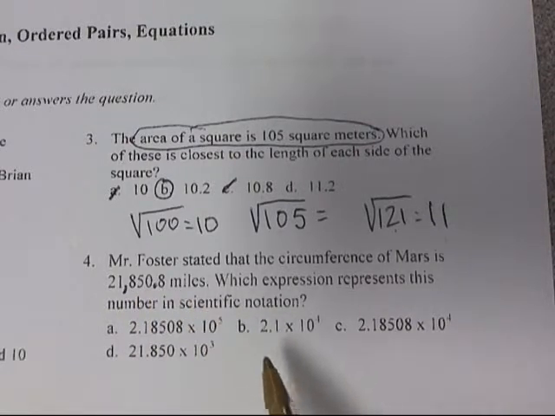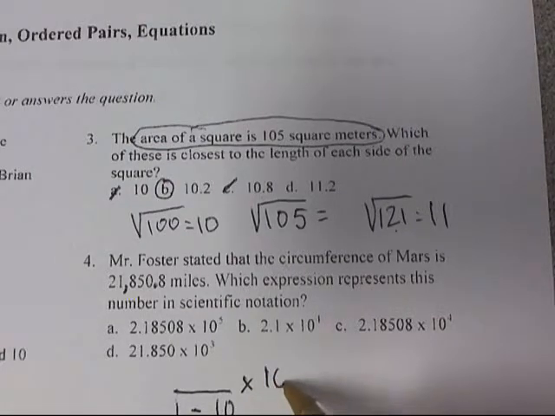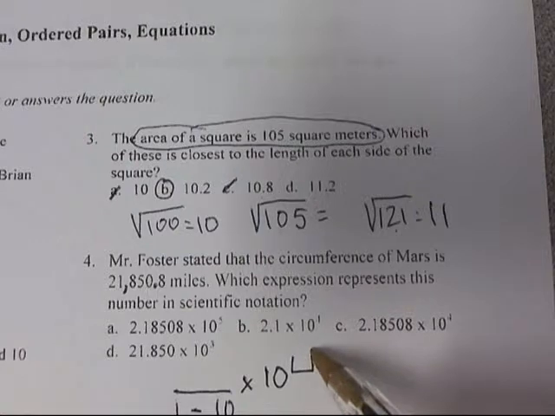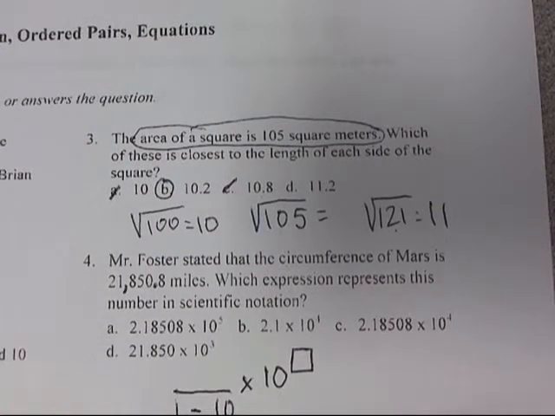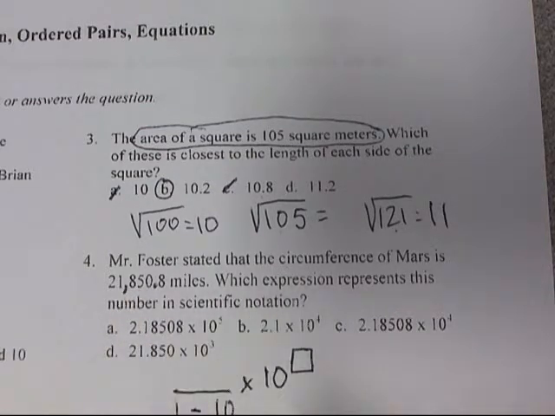Number 4. Mr. Foster stated that the circumference of Mars is 21,850.8 miles. Which expression represents this number in scientific notation? Well, we know that scientific notation requires the first number to be a number equal to or greater than 1 and less than 10. And we further know that scientific notation always has times 10 to a power. And I know that this power needs to be positive because the number that we're looking for is a large number. So let's look at the answer choices.